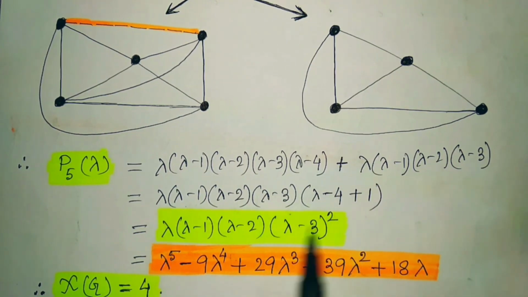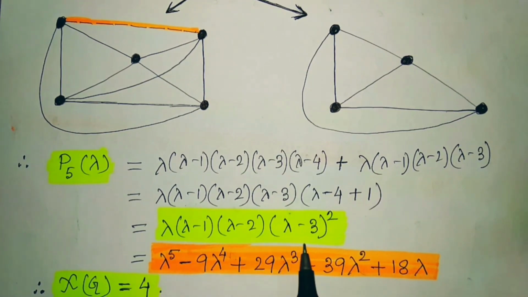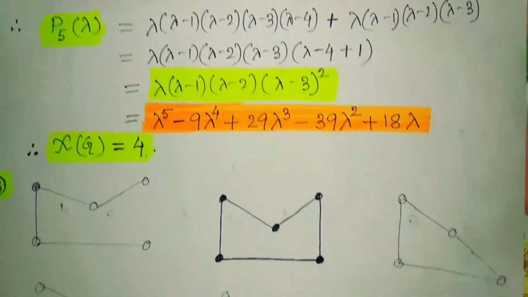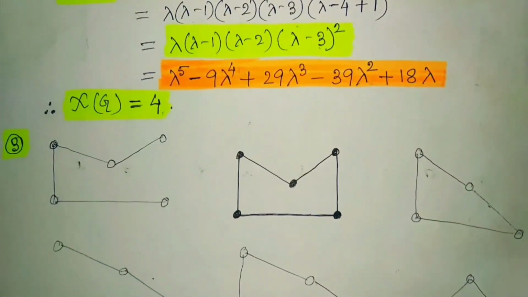So if we simplify, then we will find out lambda into lambda minus 1 into lambda minus 2 into lambda minus 3, its whole square is the chromatic polynomial, and its expanded form is this one, and its chromatic number is 4, because if we substitute lambda equals 4, then only we get the non-zero value for this chromatic polynomial. So one more example of the same kind.